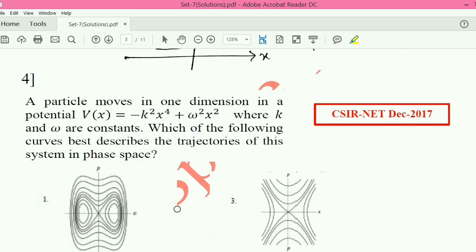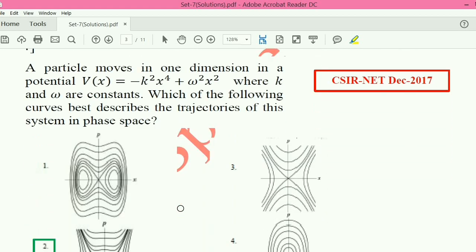Next, question number 4. A particle moves in one dimension in a potential V of x equal to minus k square x to the power 4 plus omega square x square, where k and omega are constants. Which of the following curves best describes the trajectories of this system in phase space?